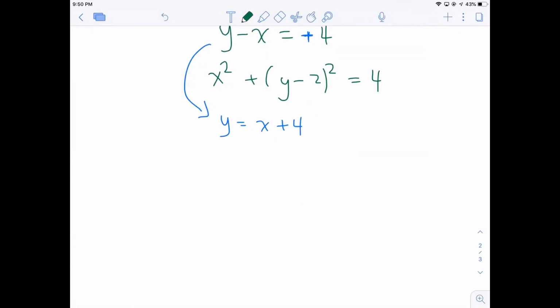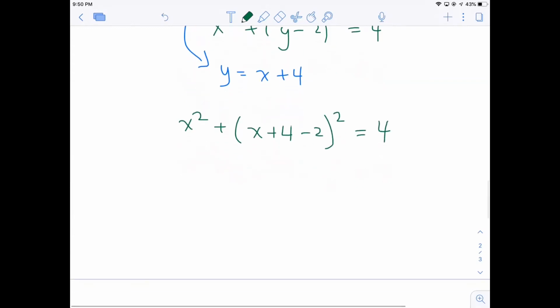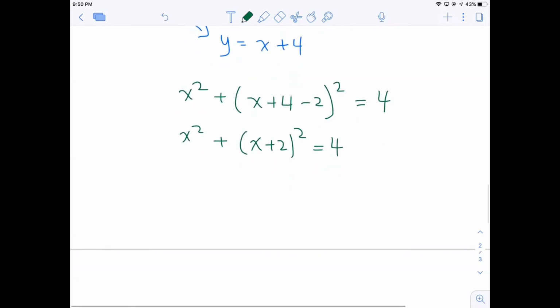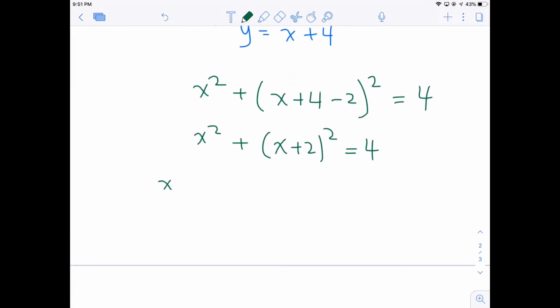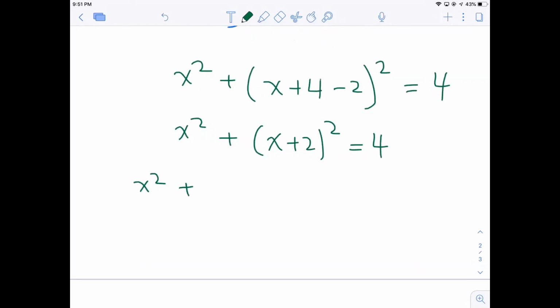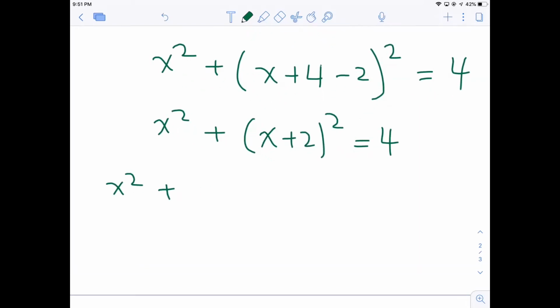So subbing in, we're going to get x squared plus (x plus 4), sub that in for y, minus 2, all of that in parentheses squared, equals 4. I'm going to combine within the parentheses first: x squared plus (x plus 2) squared equals 4. Let's expand this out, simplify, and solve the resulting equation. Once you square x plus 2, we should end up with x squared plus 4x plus 4 equals 4.